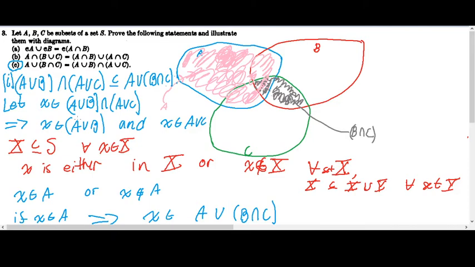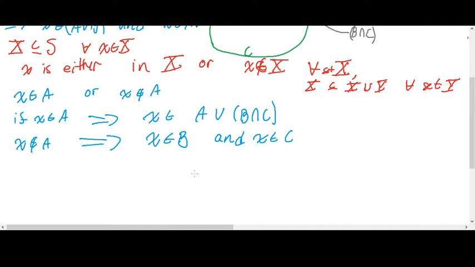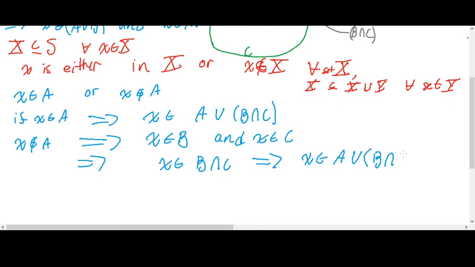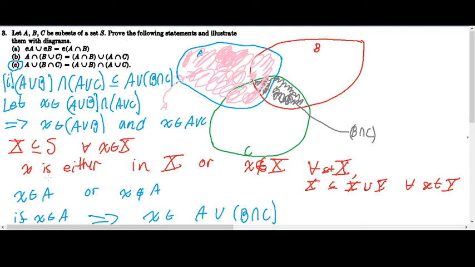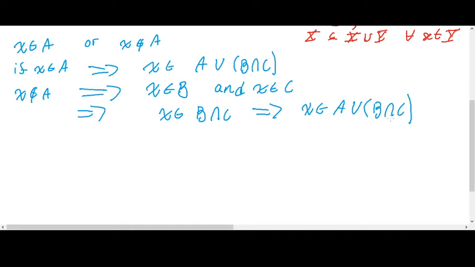So it must be that X is in B and X is in C, which implies that X is in B intersect C. And by the same reasoning as we used up here, X must be in A union B intersect C. And we've done it. We've shown that no matter what X is in here, whether X is in A or X is not in A, it must be the case that X is in A union B intersect C.